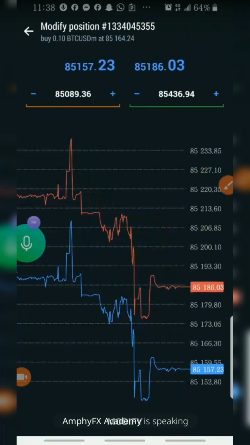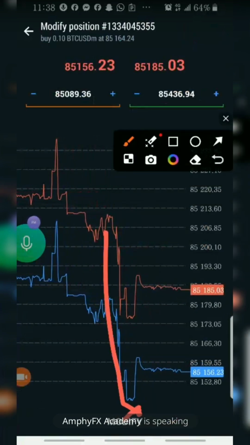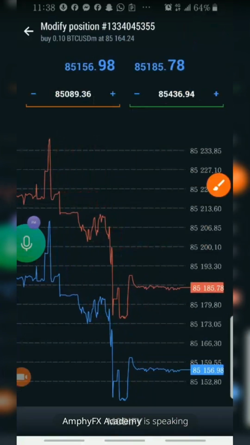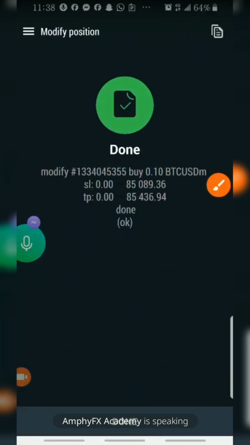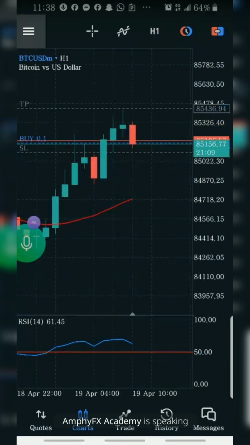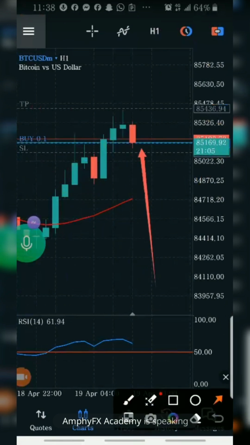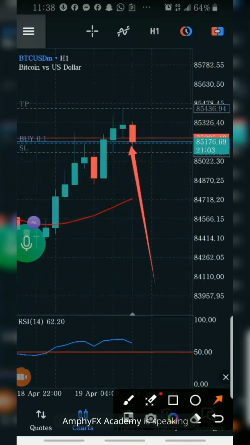Then I'll click on Modify. It will now modify my SL. You can hear the sound, right? So now my TP and my SL have been formed. Can you see my SL and TP now? They are formed now. That's how to do market execution.